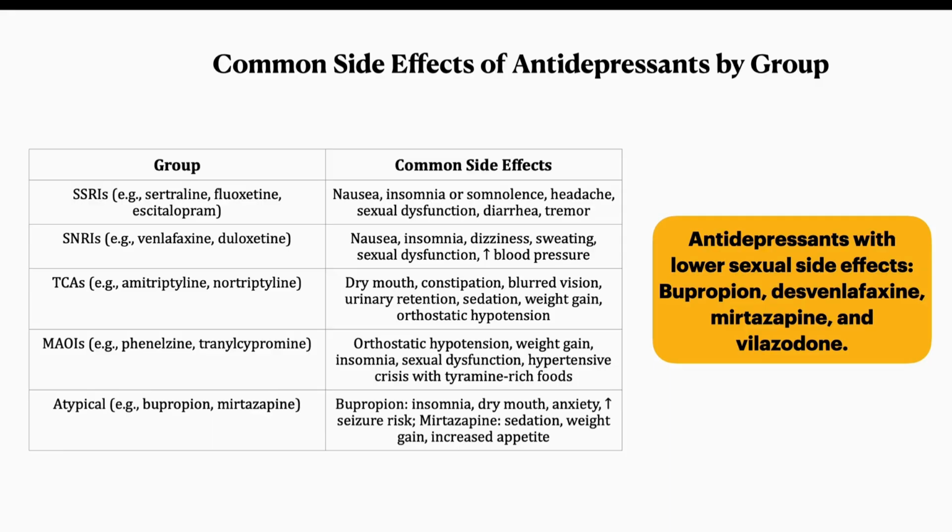SNRIs, venlafaxine and duloxetine, have pretty much similar side effects: nausea, insomnia, but also dizziness, sweating, and increase of blood pressure. Okay, which has to be carefully evaluated if the patient has hypertension, right? Because we may need to make some changes in the treatment of hypertension, and this is a temporary increase of the blood pressure. So just be careful when assessing these side effects.